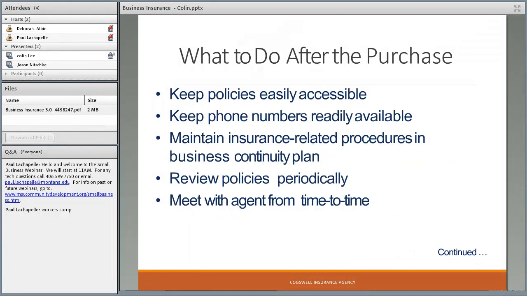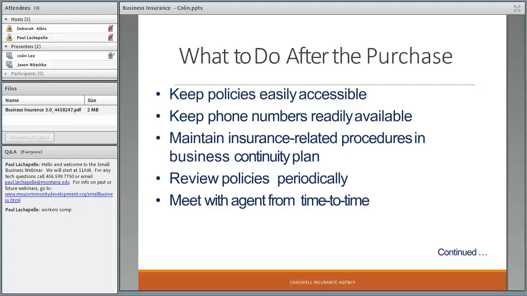So what do we do after the purchase? You want to keep your policies easy and accessible. Keep the phone numbers readily available for claims and for your agent, and review the policy periodically. Make sure you meet with your agent from time to time, because things do change, and there's always something new. Maybe you purchased some equipment, or you changed your location, or even you expanded your business to the point where now you're not a small business anymore.